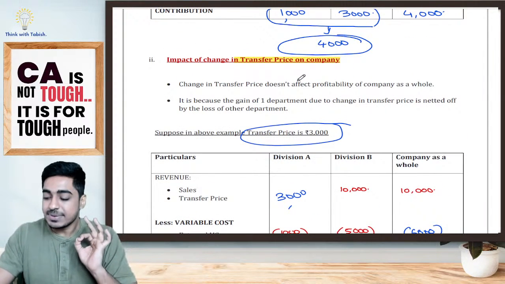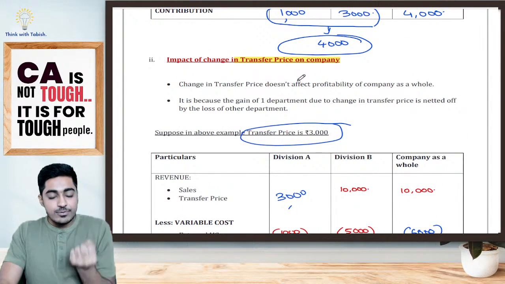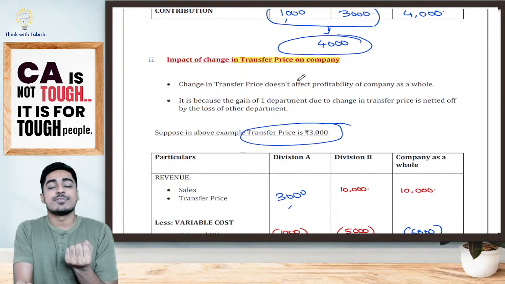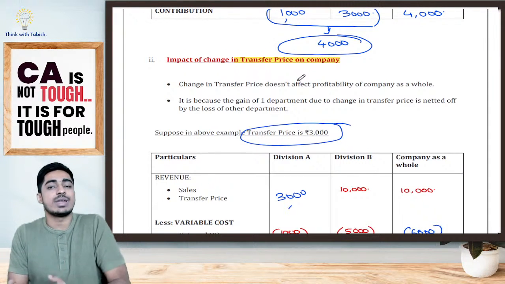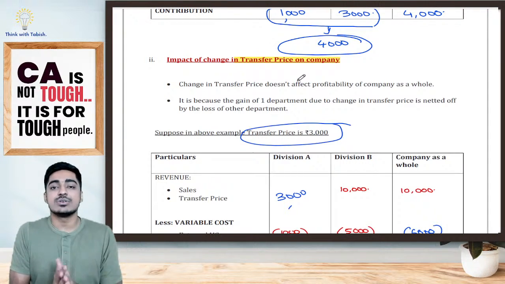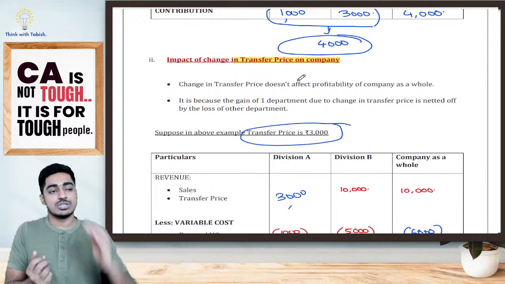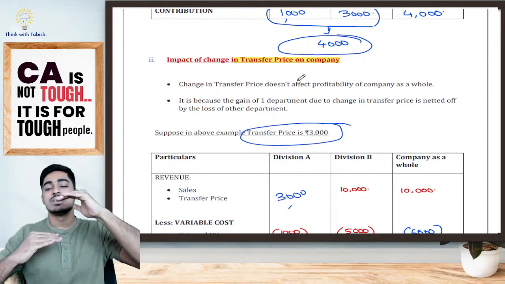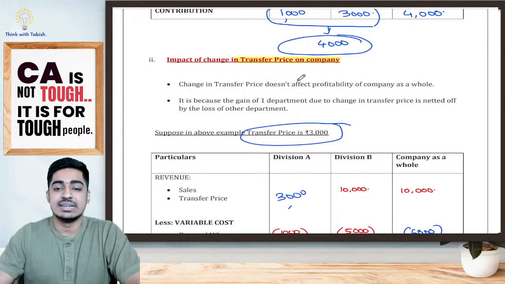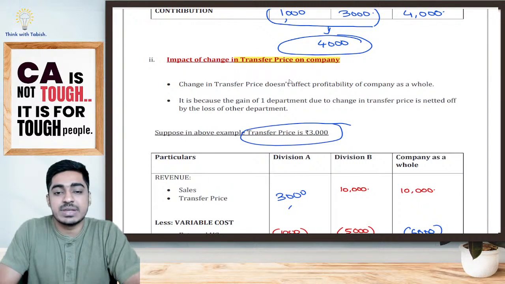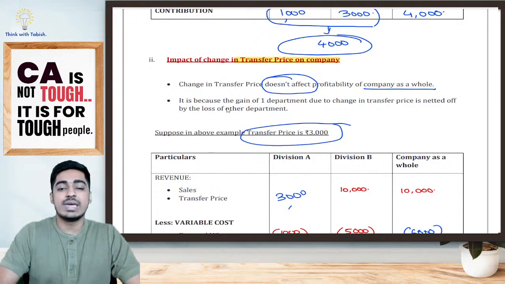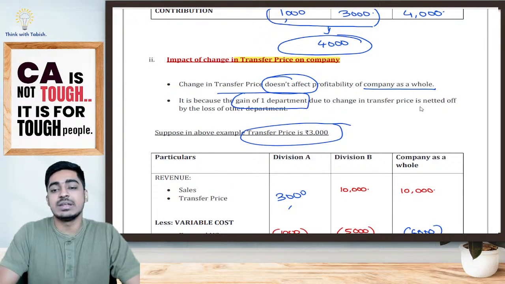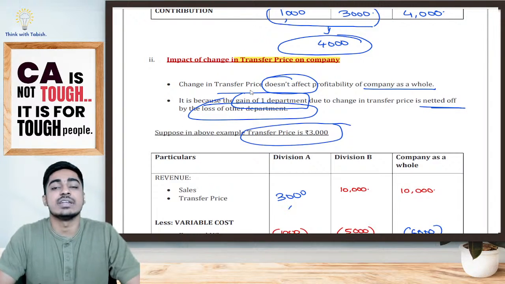What are we saying? Transfer price is a gain for one division and a loss for the other division, but for the company as a whole, the impact is zero. Whether you set the transfer price at 100 rupees, 1,000 rupees, 10,000, 1 lakh or 10 lakh, for the company as a whole the impact will be zero, because it will be revenue at one place and cost at the other place, and both get cancelled. So a change in transfer price doesn't affect the profitability of the company as a whole. Why? Because the gain of one department is netted off by the loss of the other department.